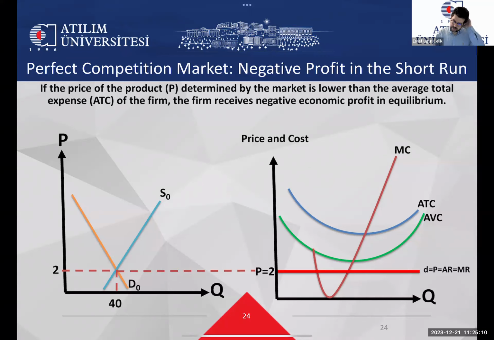So let's assume that price is equal to 2. First, we find the intersection point of MR and MC, then the direct line, and the bottom part shows quantity. Then find the intersection points of demand, average total cost, and average variable cost. Then calculate the formulas. I'm not gonna write all the formulas, but you should know.